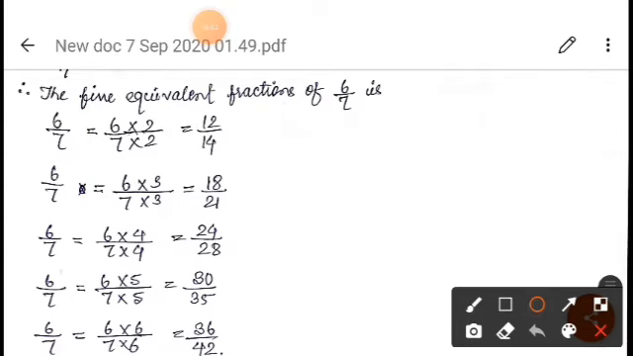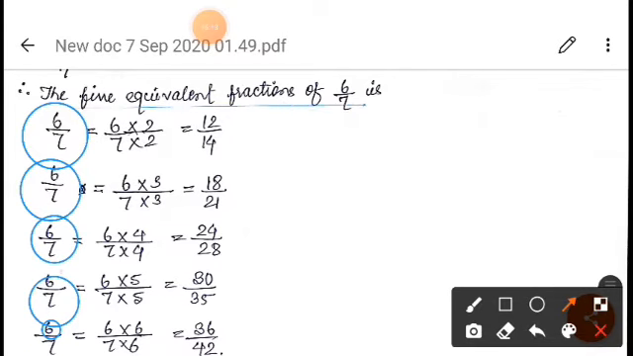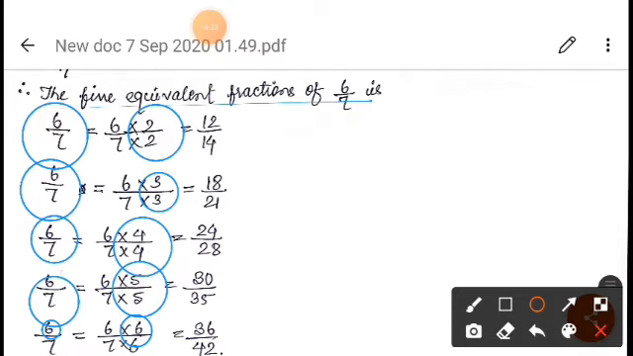As you can see here, 6 by 7 everywhere. So first of all, they have asked us to find out the 5 equivalent fractions. To find the 5 equivalent fractions, we will multiply first with 2 by 2, after that 3 by 3, 4 by 4, 5 by 5 and 6 by 6. So we will get the 5 equivalent fractions, as you can see here, right?